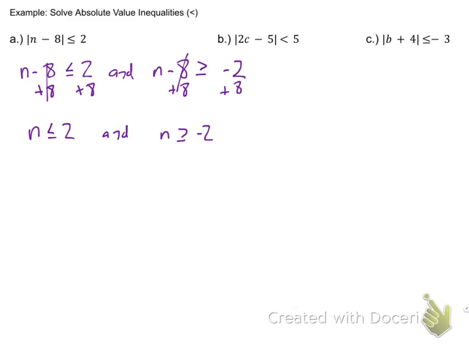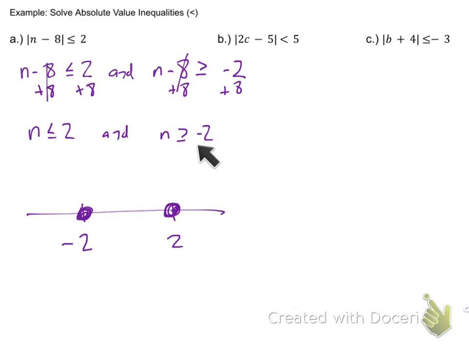And now I just have to graph these. And remember, this is an and, so it has to go together. Negative 2 is on the left, but 2 is on the right. And here's the cool thing. On these particular problems with absolute values, the symbols will be exactly the same. So both are going to be closed because they're both equal to's.